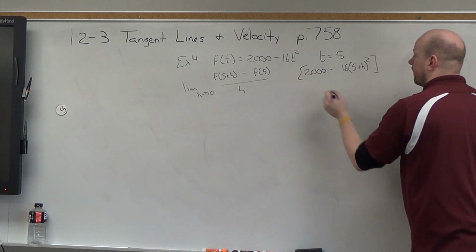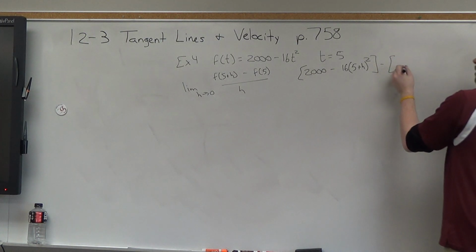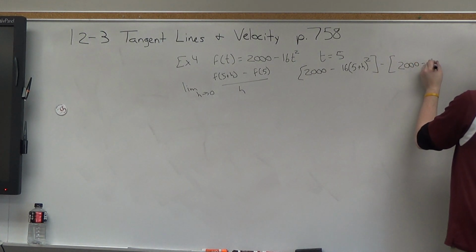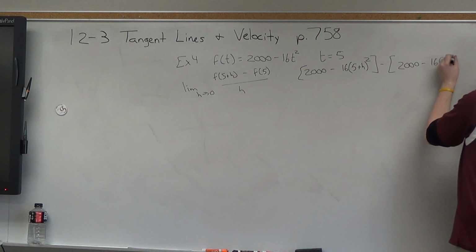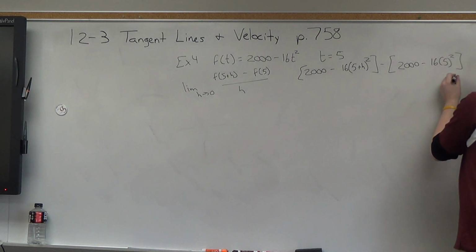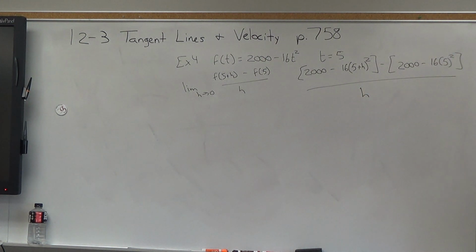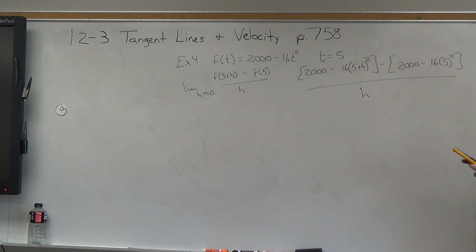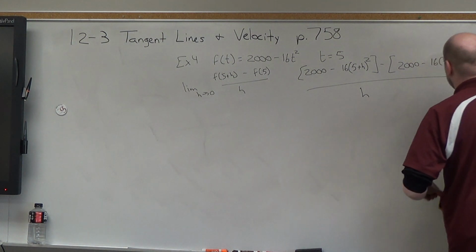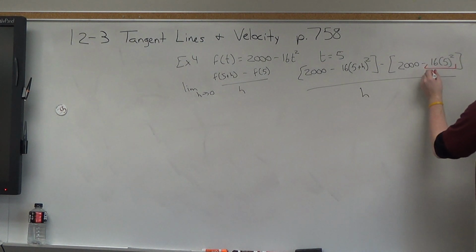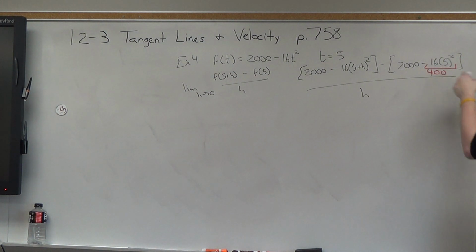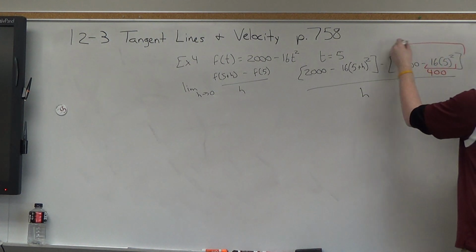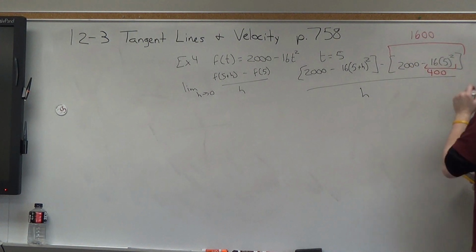That's going to be 1 on my top. Then minus 2,000 minus 16 times 5 squared, again all over h. Well, let's do this side first. It's probably going to be a little easier. 5 squared times 16 gives me 400. So I get 2,000 minus 400. So this entire expression is 1,600.